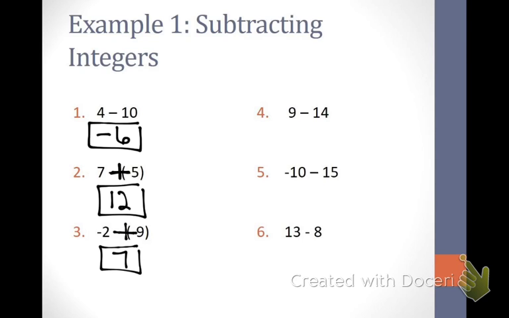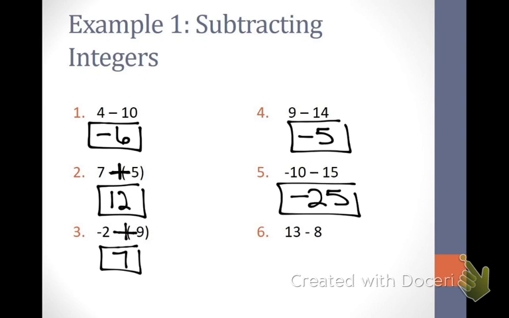Go ahead and do 4, 5, and 6. What's 9 minus 14? Negative 5. Negative 5, 14's bigger. What's negative 10 minus 15? Negative 25. Very good. Same sign, add and keep. 13 minus 8? 5. Very good. We got all 3 right. Awesome. Good job.